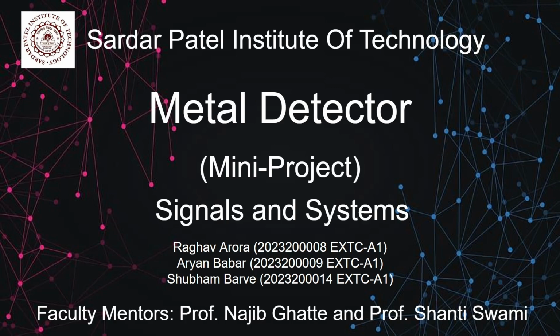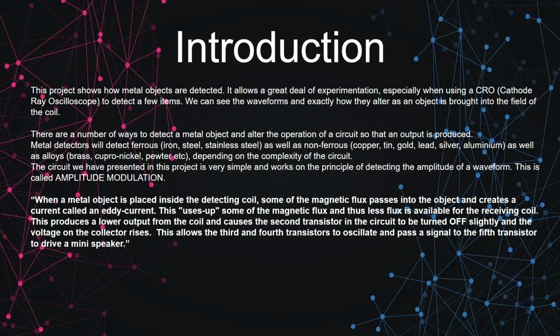So let's begin. Introducing the project, it's basically showing how metal objects are detected. It also uses a CRO, which is used to display a few things. The main principle on which this project works is called amplitude modulation.